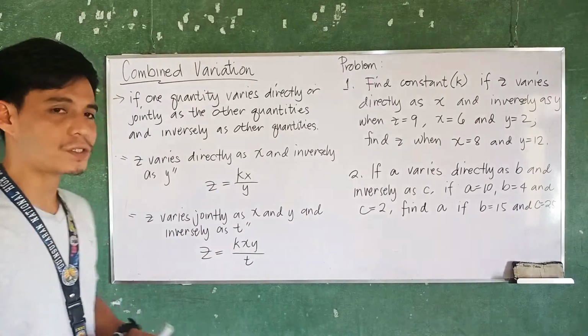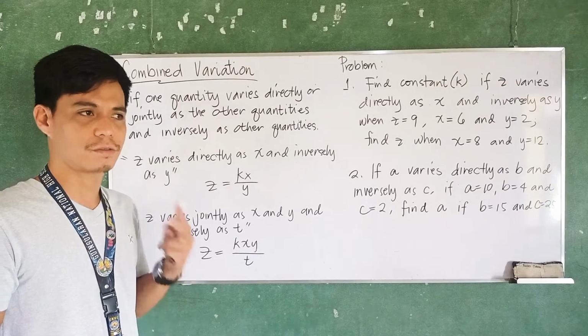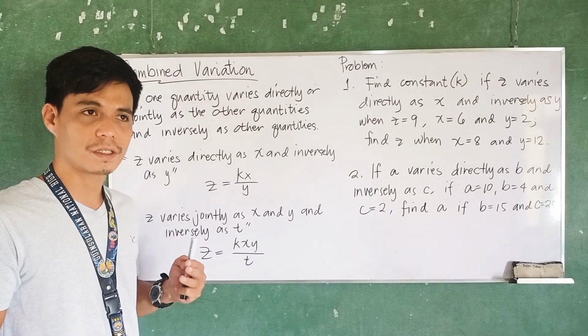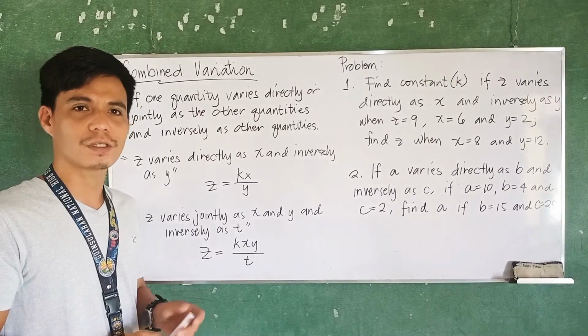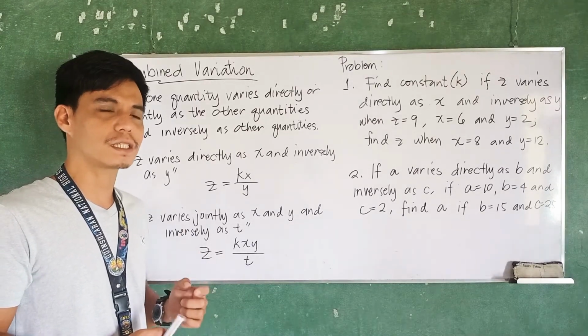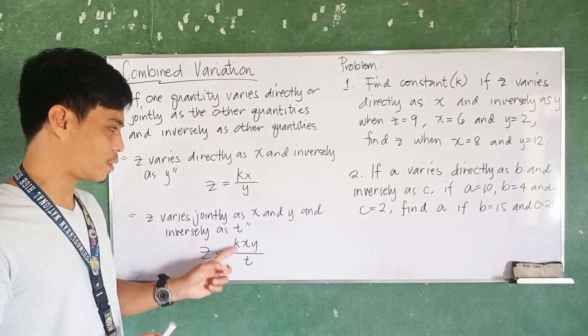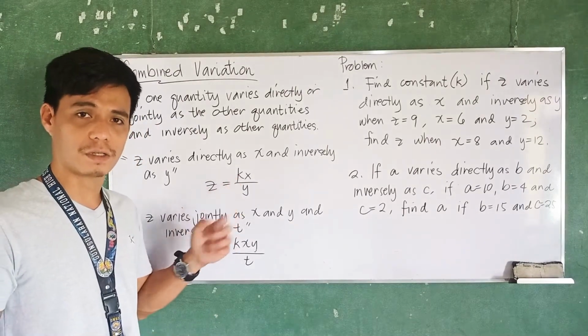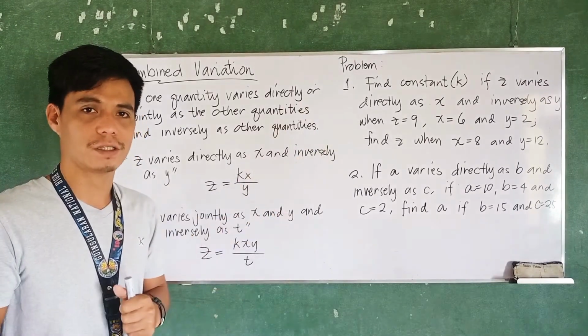So, in solving this variation, guys, how we solve directly and jointly and inversely, the process is the same, so it is not difficult. The first thing we get is the constant, our k. The k is always the constant. It will not disappear, okay? So, we will solve the two problems we have here.